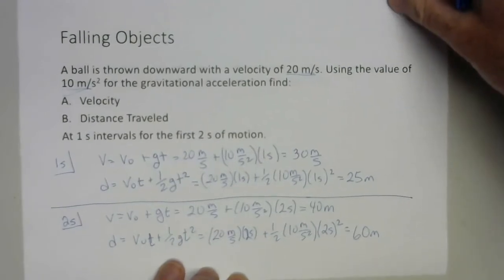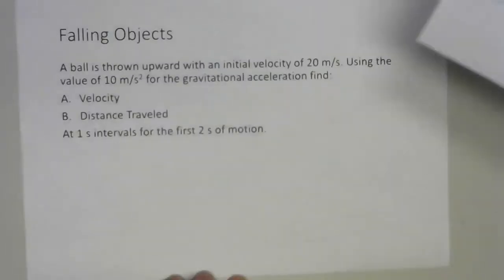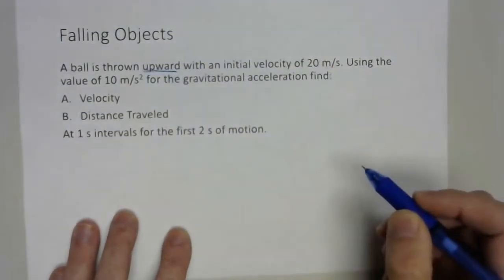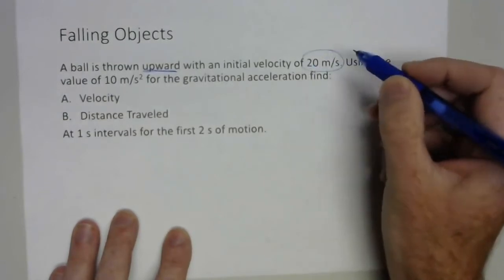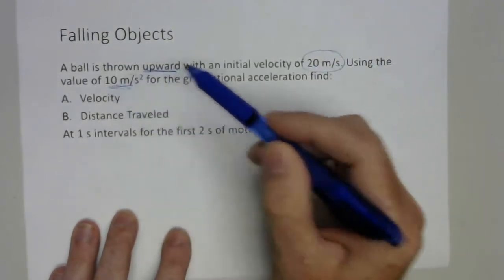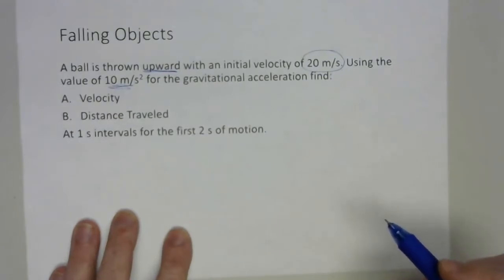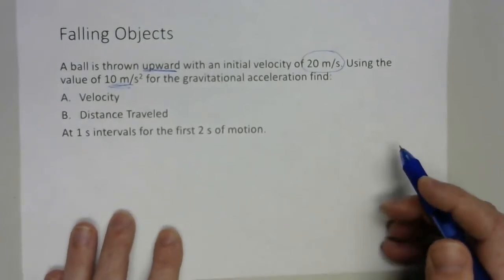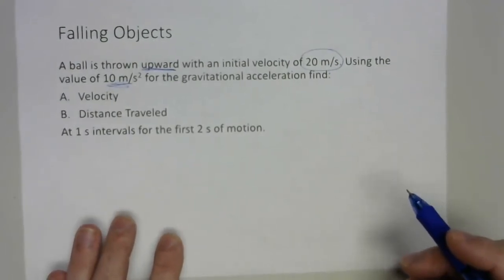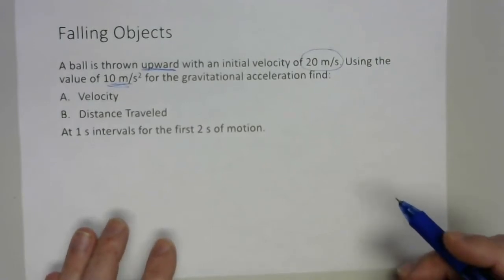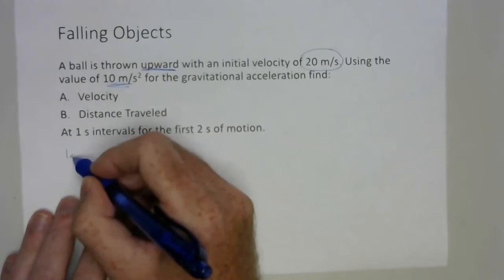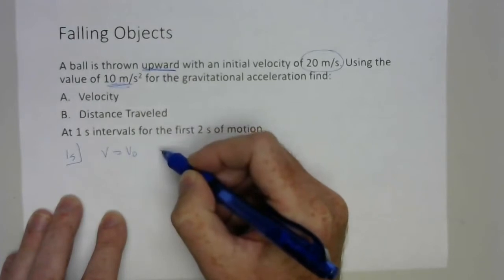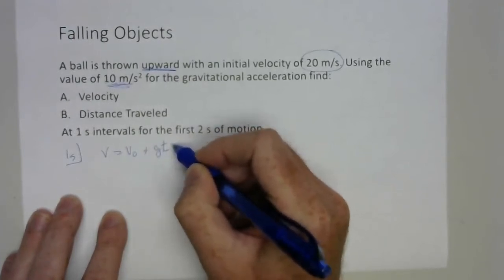Now, if we take the same problem, except now the ball is thrown upward with that velocity, but the gravitational constant is always straight down, it changes the problem up because the initial velocity and the gravity acceleration are in opposite directions, but the math is pretty much the same. So v is equal to v0 plus gt.